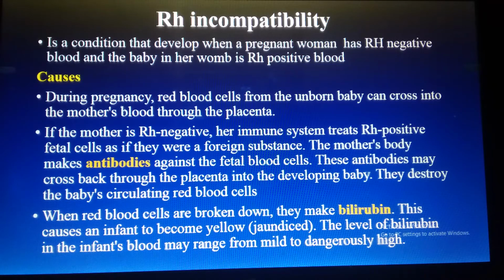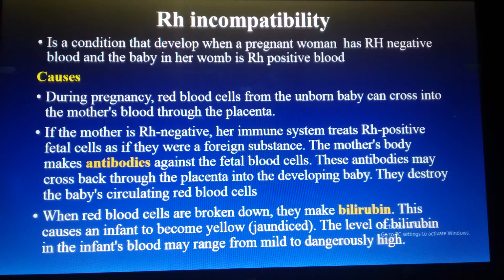After reaching the circulatory system of the baby, this Rh antibody will react with the Rh factor in the baby's circulatory system or on the surface of the red blood cells of the baby. So what will happen? When both antibody and antigen react, this will destroy the baby's circulatory red blood cells. This is the one case.